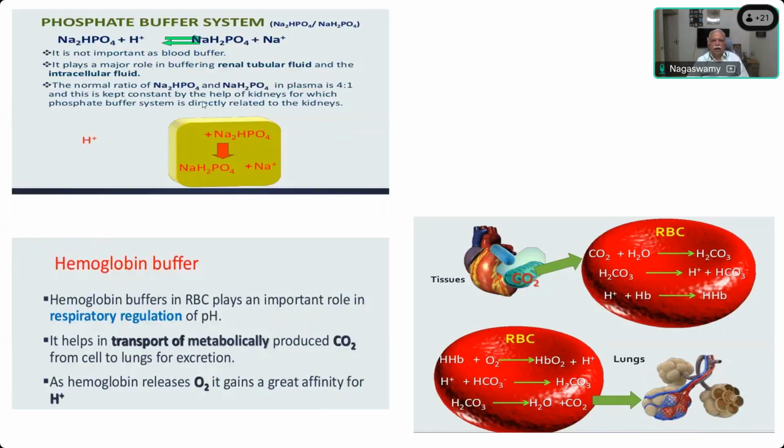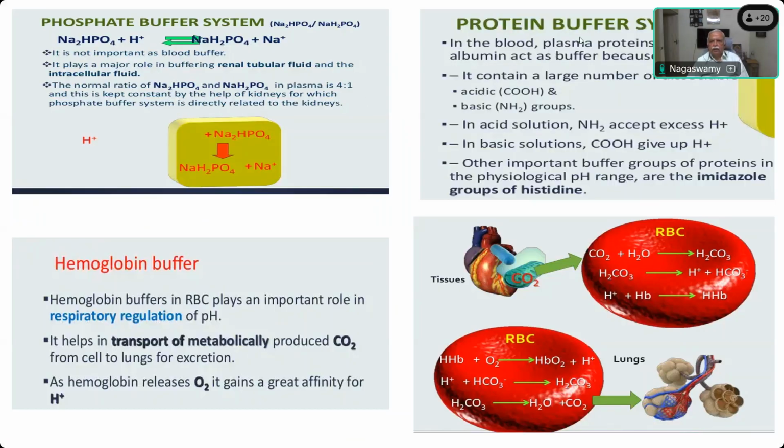And the phosphate buffer is also an intracellular buffer. There is disodium hydrogen phosphate, which can take up the hydrogen ions and become sodium dihydrogen phosphate and release one sodium. It is less effective than the RBC buffer, but it occurs in the renal tubular fluid and the intracellular fluid. And this is the second best mechanism.